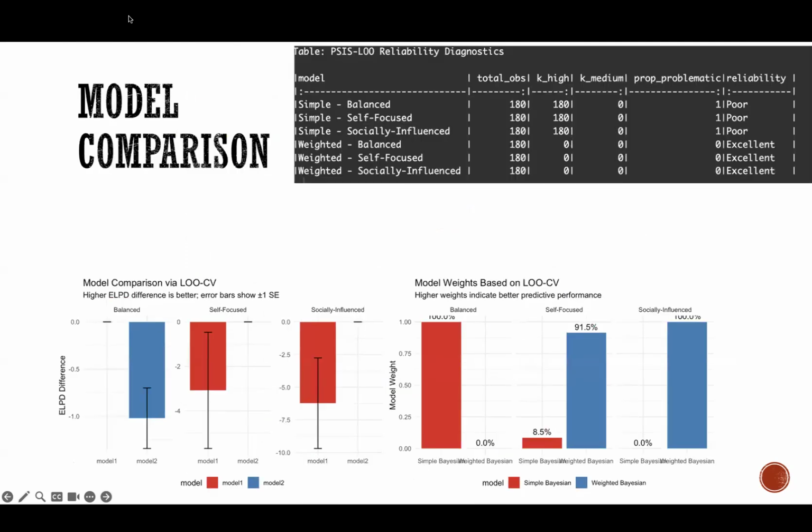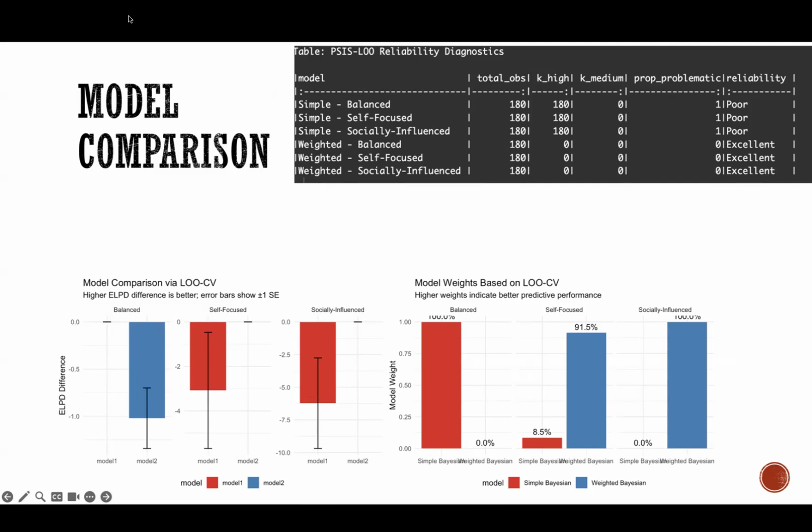Good. So what we do is we now run the model comparison, right? We add the LOO to those models, and then we look at how the LOOs look. Of course, the LOOs are telling us that the simple Bayesian model is bad at predicting, because it's not really fitting the data. But all the 180 data points are nicely predicted in the weighted models.